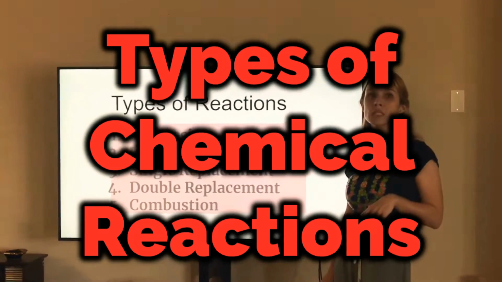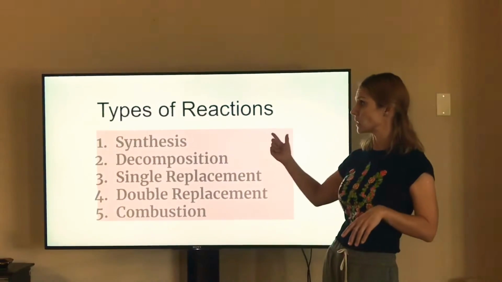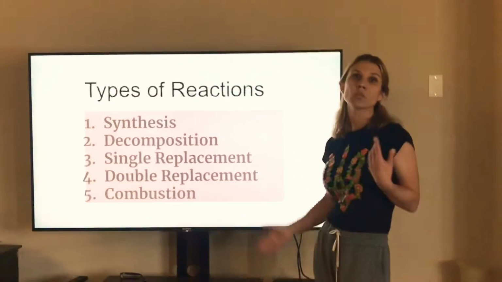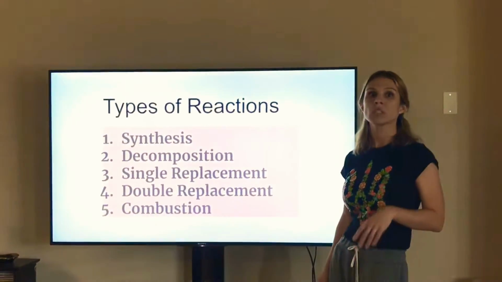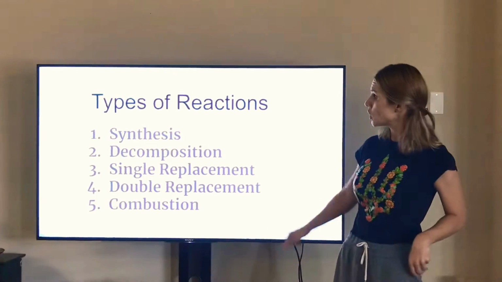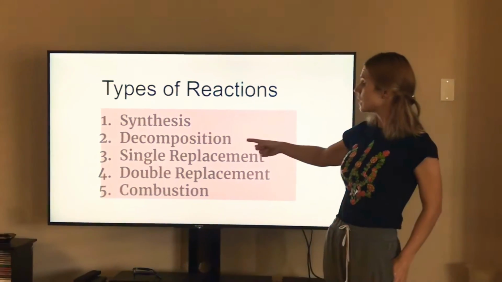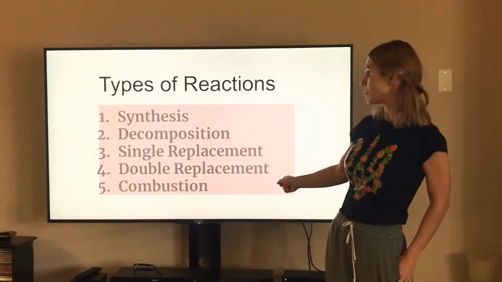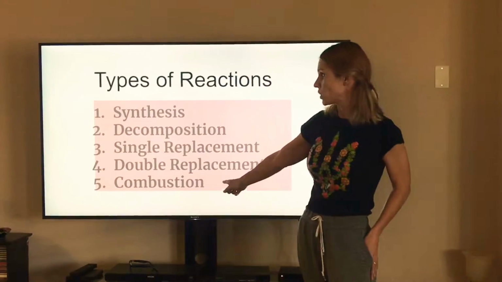We'll learn how to balance equations. Today we're going to learn about basic types of reactions. Atoms don't randomly combine to form substances. There are like 5 basic patterns, 5 basic ways that they do it. So we're going to cover synthesis, decomposition, single replacement, double replacement, and combustion.